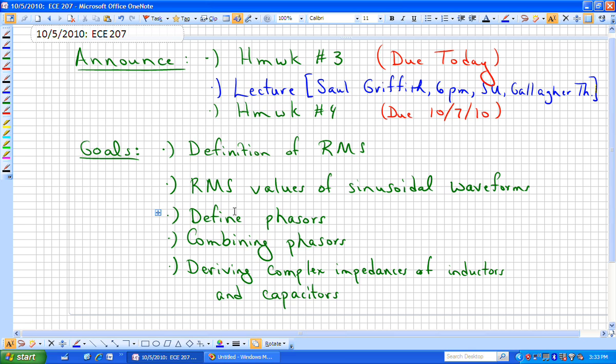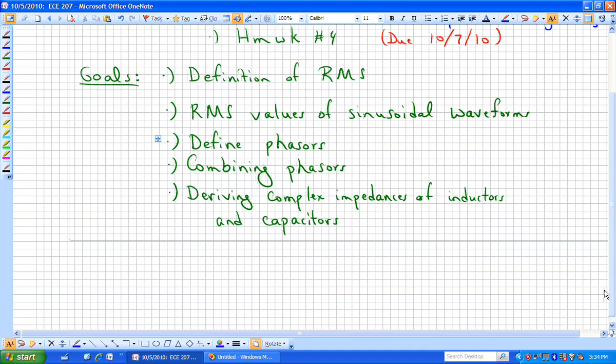We can write KVL, KCL with algebra relationships. Now the algebra is going to involve complex numbers, but that's okay. That's why we want to get comfortable with working with complex numbers. We can add them, we can subtract them, we can combine them, we can divide, multiply. That's why we want to be able to do all of these different operations with complex numbers, and we will disguise those as these quantities called phasors.